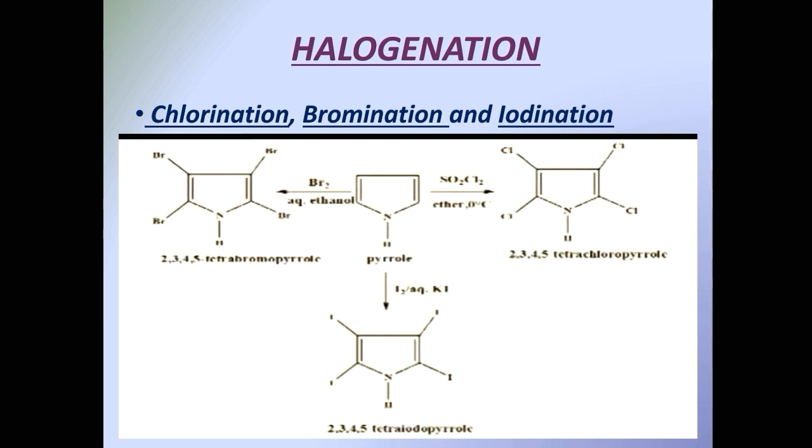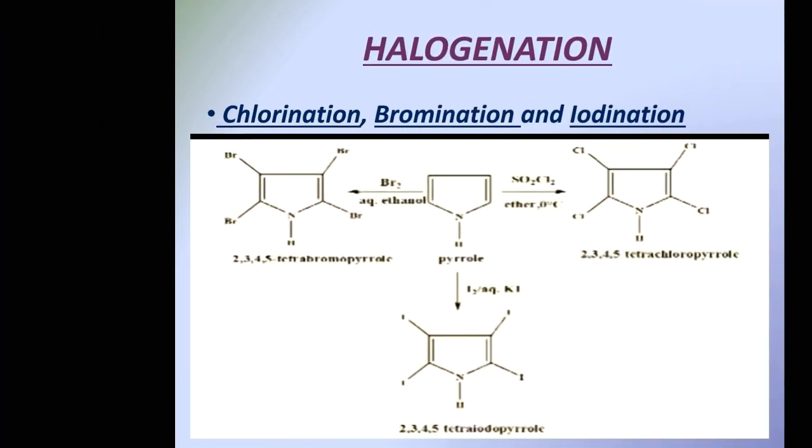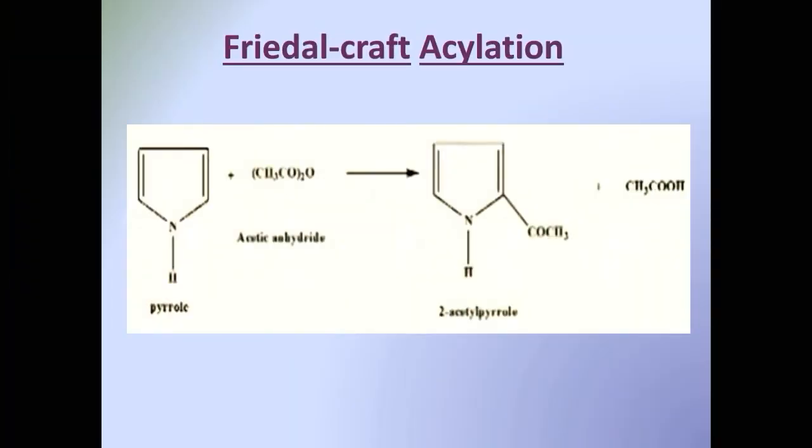Then lastly the pyrrole acylation reaction. In this, pyrrole is heated with acetic anhydride at 250 degrees Celsius or 523 Kelvin. Pyrrole undergoes acylation to form 2-acetylpyrrole. Here there is no need of a catalyst to proceed with the reaction, so this is the pyrrole acylation.